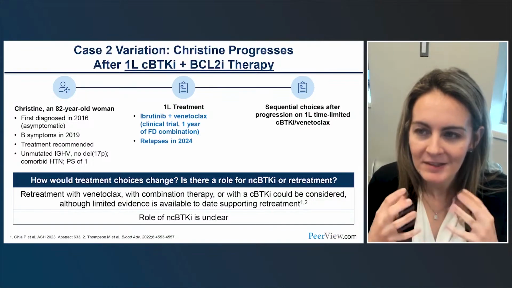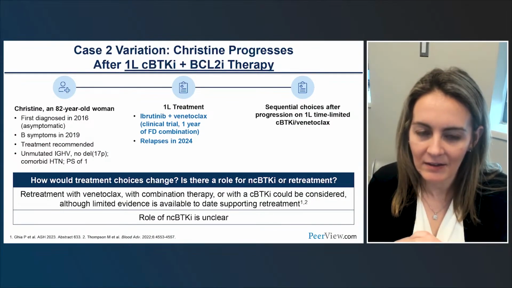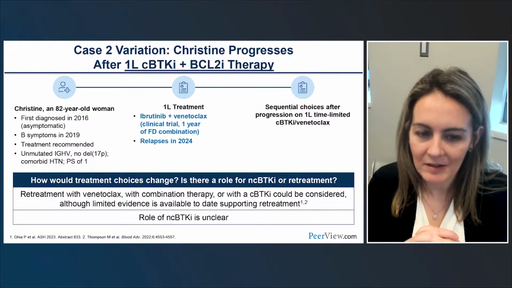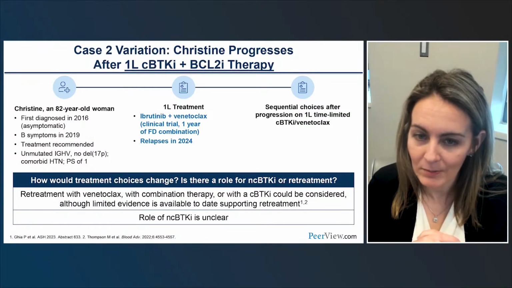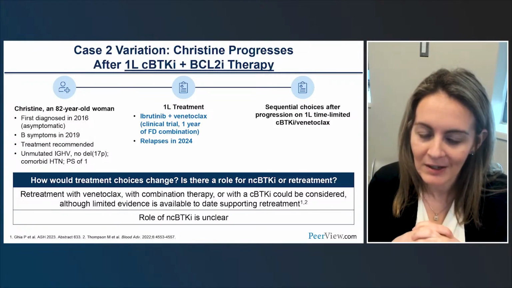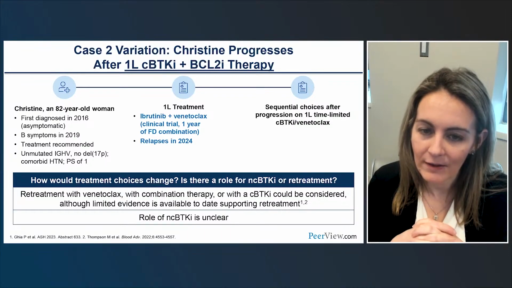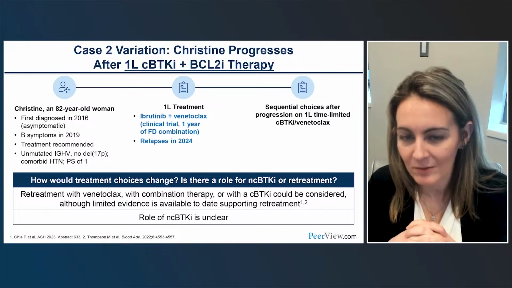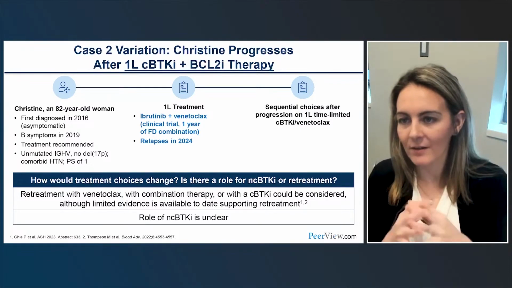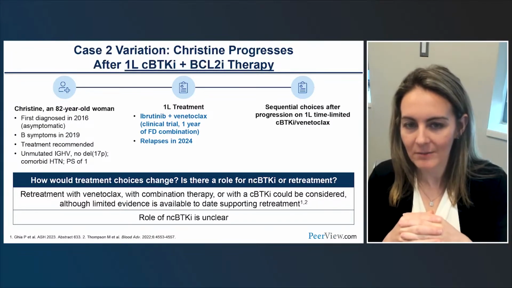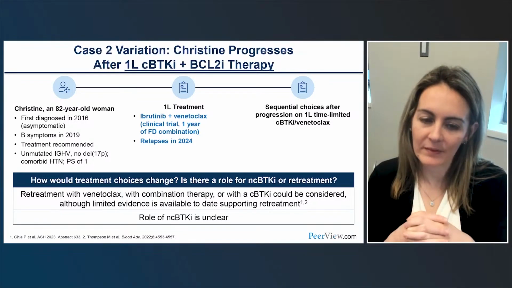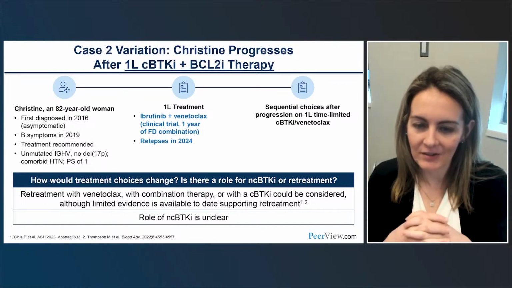And so, outside of a clinical trial, acknowledging there's not really a standard in this setting, you could consider retreatment with one or both agents. Outside of a clinical trial, what I would do is either covalent BTK inhibitor retreatment or retreatment with a venetoclax-based regimen. In the context of a clinical trial, there are trials looking at retreatment with a BTK inhibitor and venetoclax combination. That is still investigational at that point.